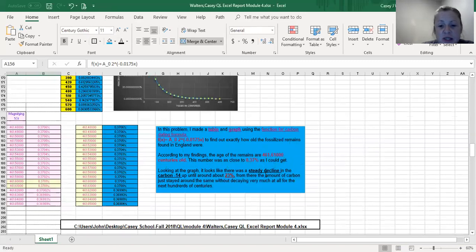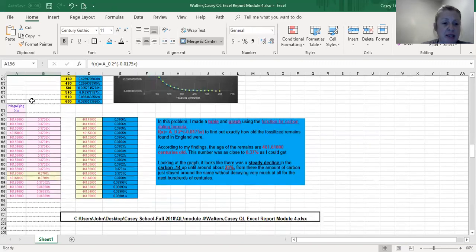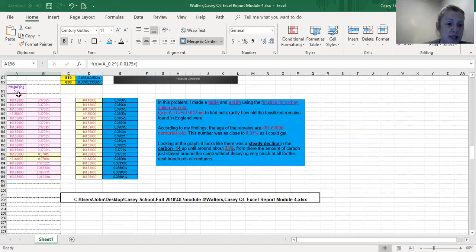Looking at the graph, it looks like there was a steady decline in the carbon-14 up until around the 23%. From there, the amount of carbon stayed around the same without decaying very much at all for the next hundreds of centuries. Now, I was able to get this by magnifying percents in this table right here, and then I used those percentages, or those decimals, and turned them into percents over here. And then I kept it going over here.